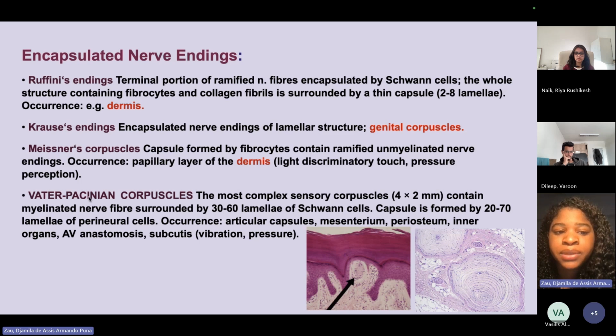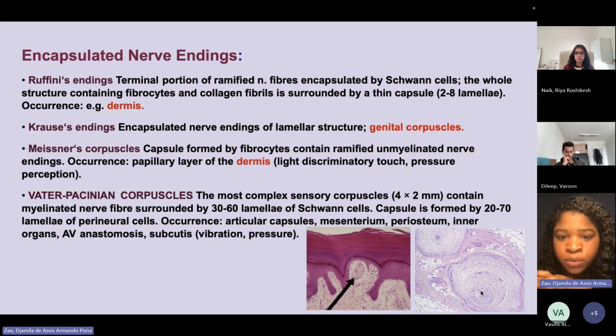You have your Vater-Pacinian corpuscles, and these are very complex sensory corpuscles, and these have myelinated nerve fibers. And they're surrounded by Schwann cells. The Vater-Pacinian corpuscles are very, very easy to notice, guys, because they look like onion rings, and this is how they look.